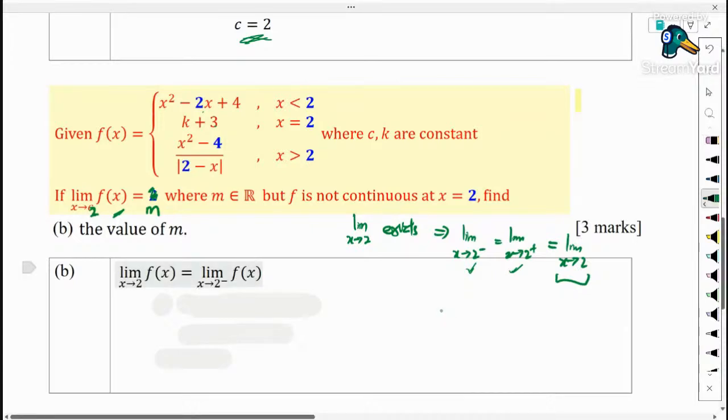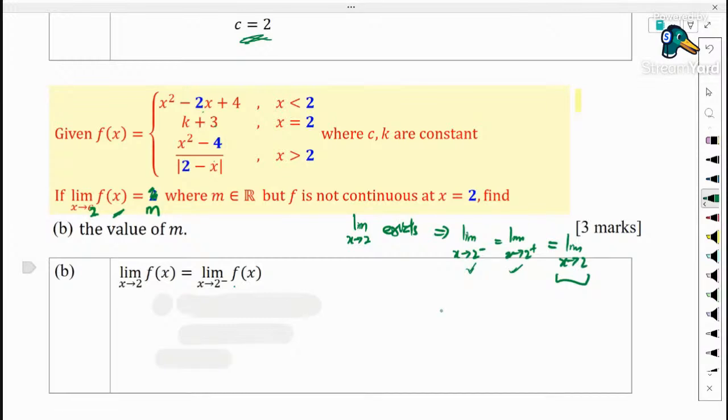the limit as x approaches 2 minus. And why I choose 2 minus instead of 2 plus is because 2 minus is a polynomial. It's much easier for calculations. If you want to choose 2 plus, the third function, using the third function is not wrong, but you need to spend more time on the calculation. So that's why I take 2 minus.